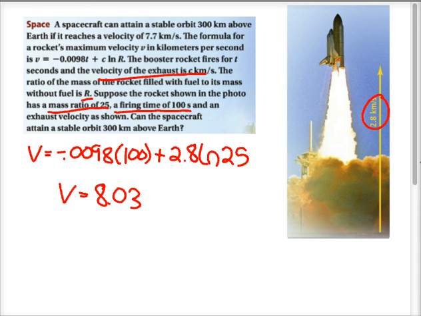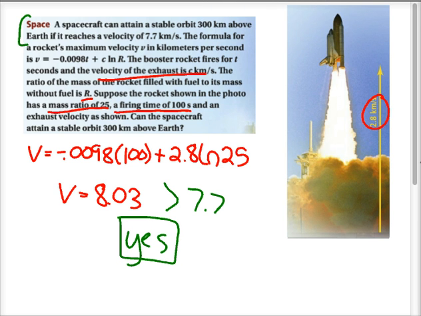Now, if you notice the beginning of the problem, a spacecraft can obtain a stable orbit 300 kilometers above the Earth if it reaches a velocity of at least 7.7. So that is above our 7.7. So the answer is going to be yes. It can obtain a stable orbit 300 kilometers above Earth because it did get a velocity of above 7.7.